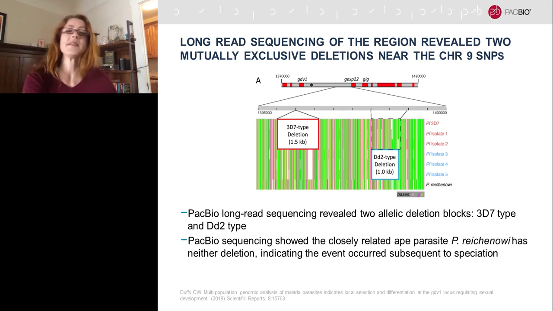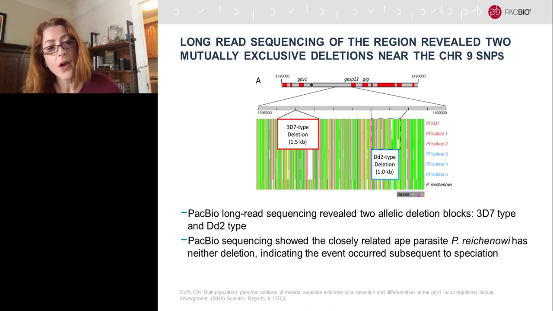So long-read sequencing revealed that there are actually two mutually exclusive deletions near these chromosome 9 SNPs. The way that they were able to ascertain this is that they made a kind of dummy reference that included both of these possible deletion events. And then they mapped back all of the data from each of the clinical isolates to these, right? Normally that wouldn't occur in nature, right? These are mutually exclusive.